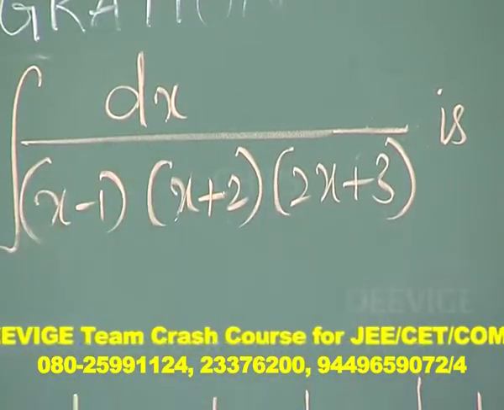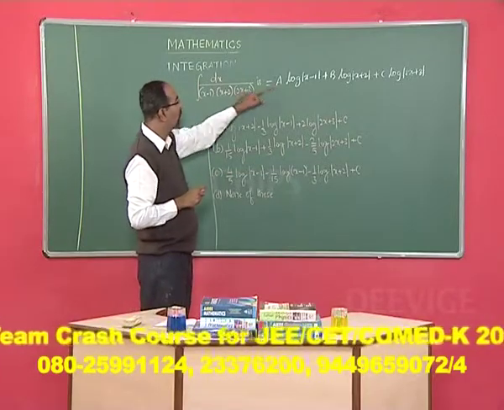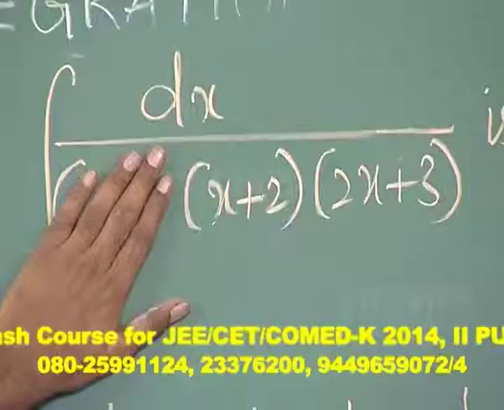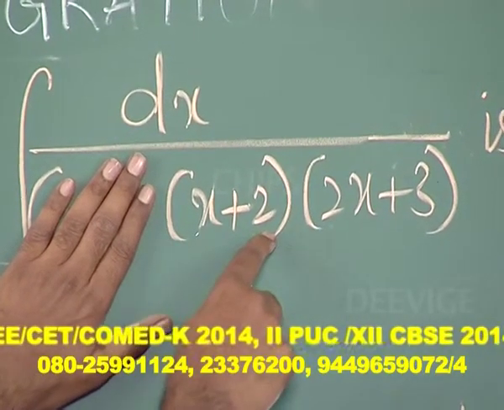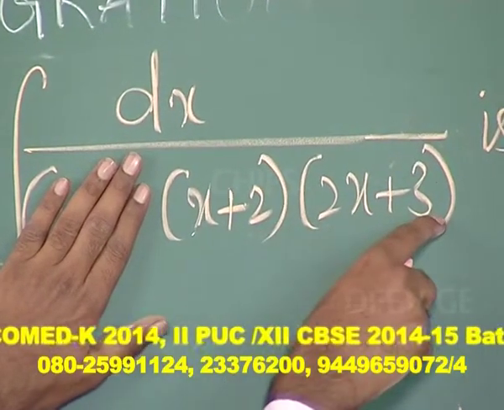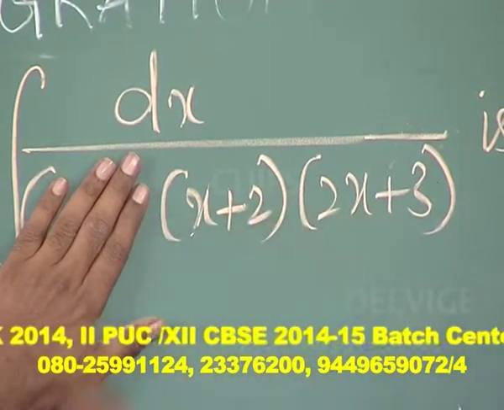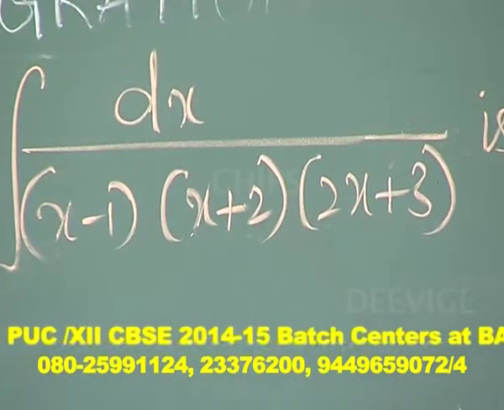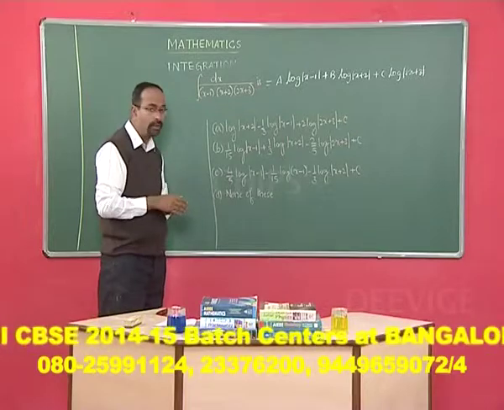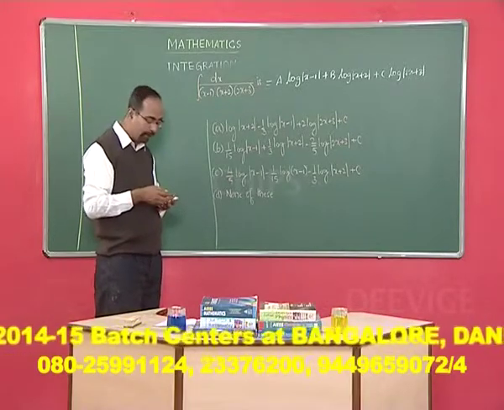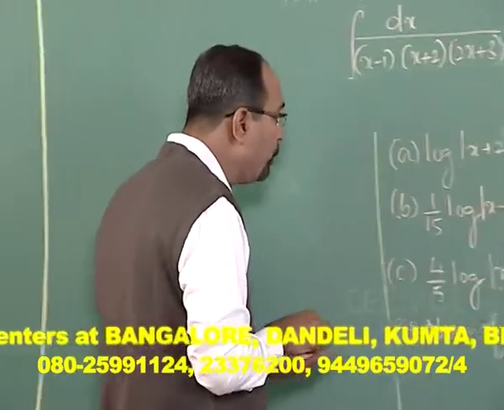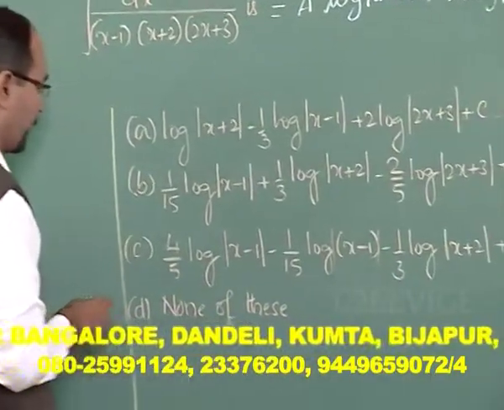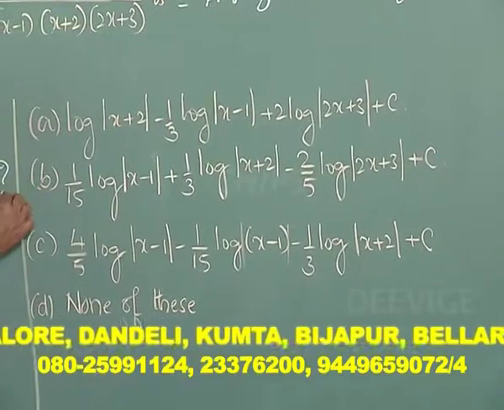Let me repeat this. You want the value of a, close x minus 1, equate that to 0, that is put x is equal to 1, we'll get 1 by 1 plus 2 into 1 into 2 plus 3, that is 1 by 15. A must be equal to 1 by 15, or the coefficient of log of mod of x minus 1 must be 1 by 15. That is, option B looks like correct.